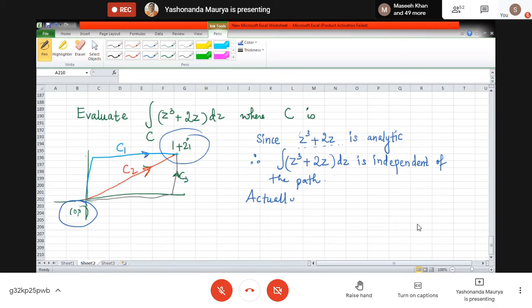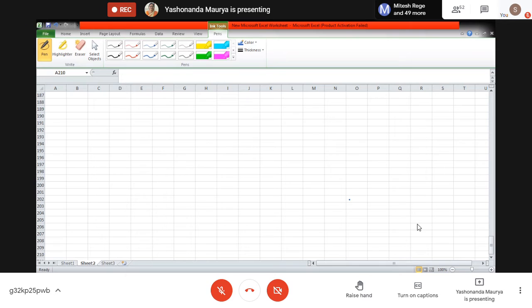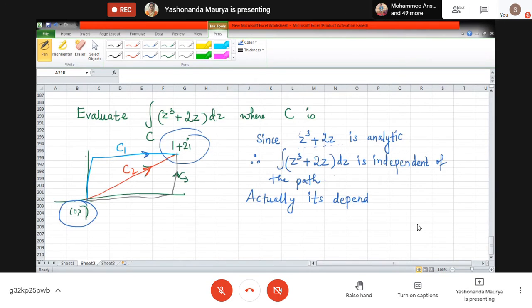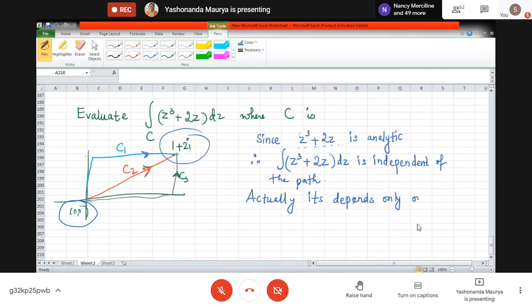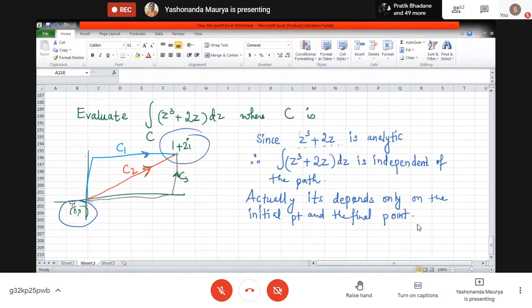Actually, it depends only on the initial point and the final point. Okay, so how can we evaluate the integral? Now see over here, everything is in terms of only one variable, that is z. So I can very well do this integral.